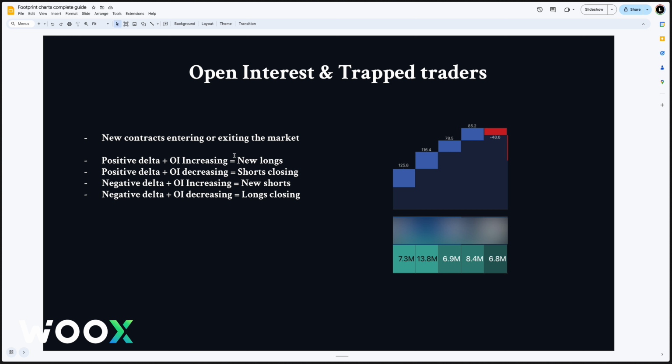Okay, and so these are different combinations you can have, where you've got positive delta and open interest is increasing, that's new longs. Where you've got positive delta and open interest is decreasing, that is shorts closing. And then you've got negative delta, open interest increasing, that's new shorts, and so on and so forth. So you need to combine a multitude of these to actually understand what's going on in each individual candle.